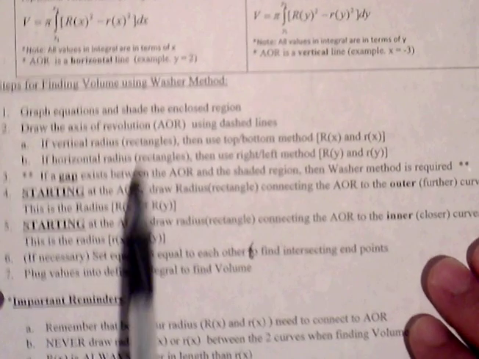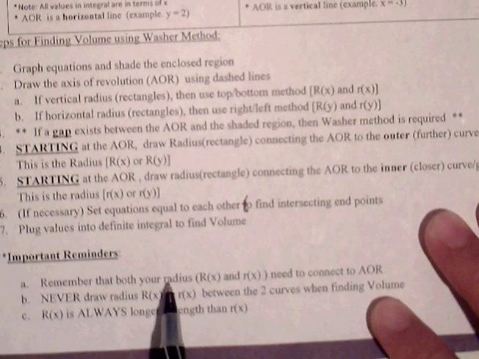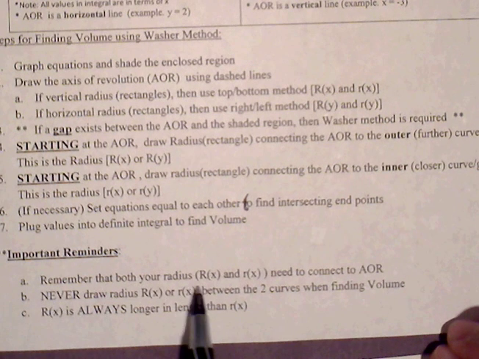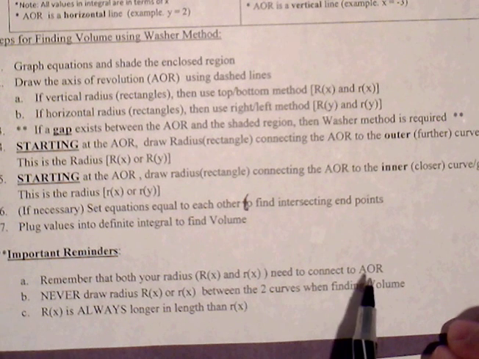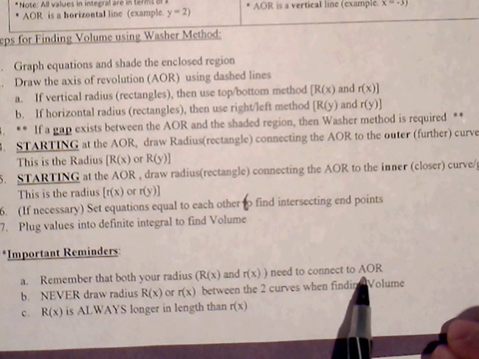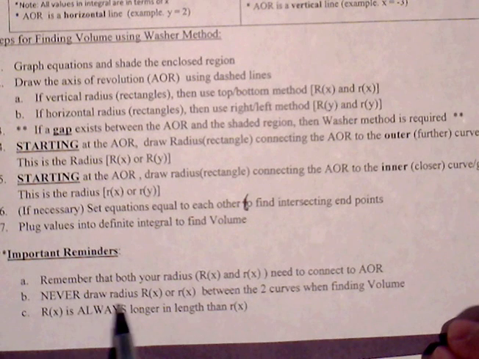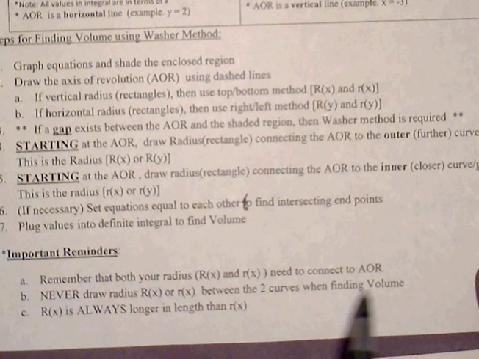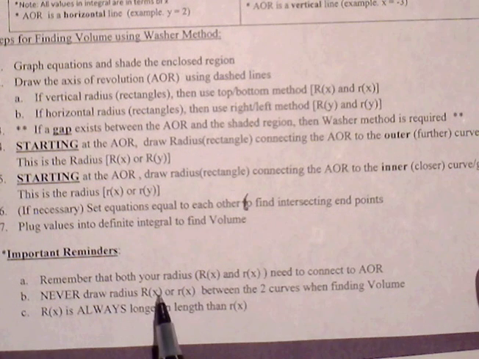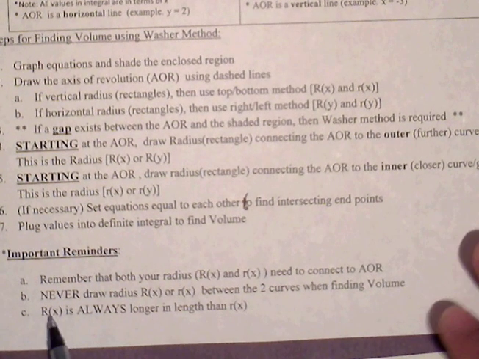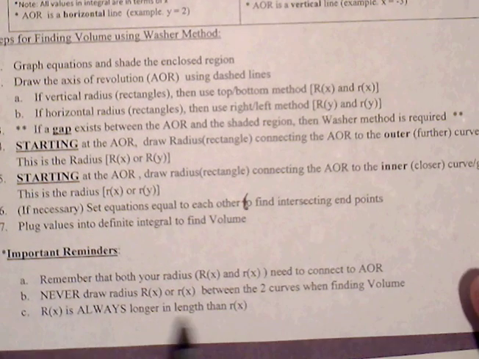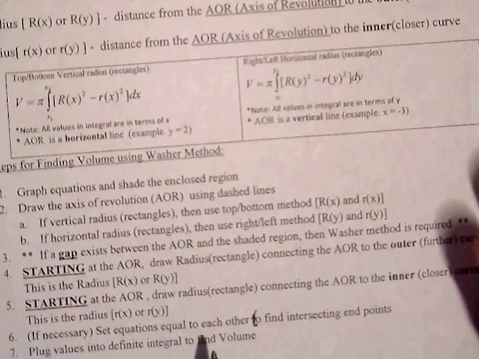Okay. So the steps here are very much the same. A couple of important reminders. Again, make sure that both your radii, big R and little r, connect to the axis of revolution. We need to include the center if we want to draw the radius. Never draw the radius, big R and little r, between the two curves when finding volume, because if we do that, then that's no longer the radius. And the way that you tell which one is big R is that your big R is always longer in length than little r.